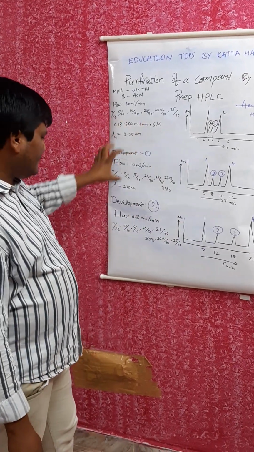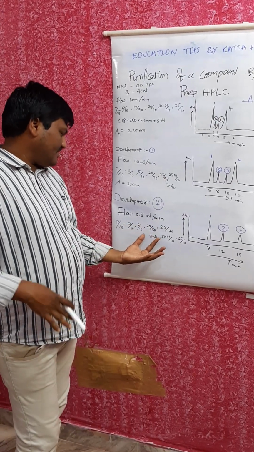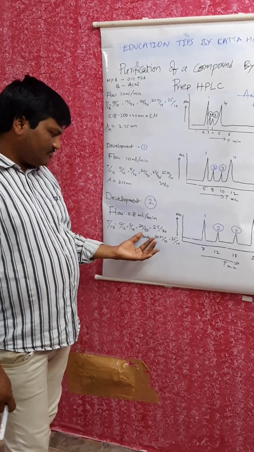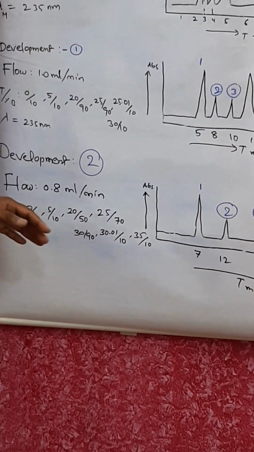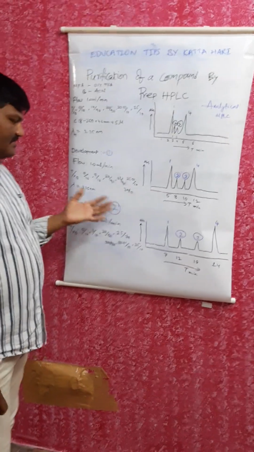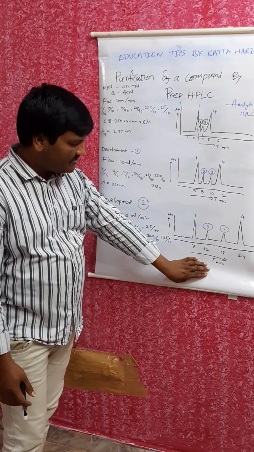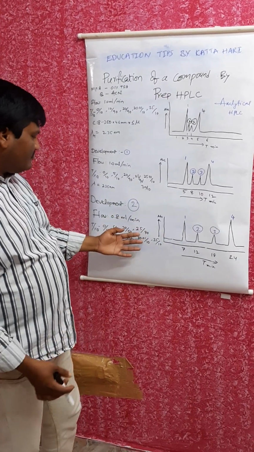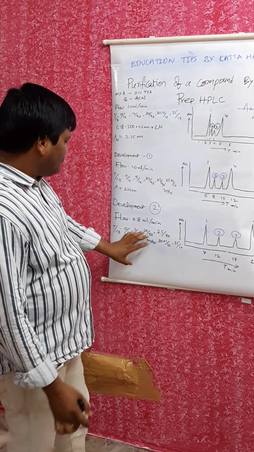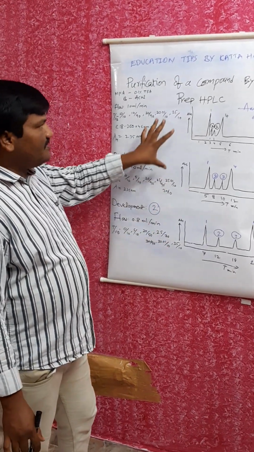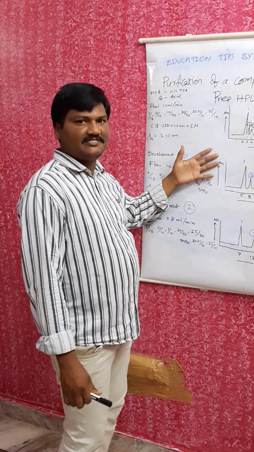So that's why I changed the flow rate to 0.8 ml and changed to a slow gradient, 20 by 50, 25 by 70 and 30 by 90, and injected the sample again. In this I got better separation. This method will be optimized to go for the prep purification. This is about the development of a method for a compound in analytical HPLC before going to prep.